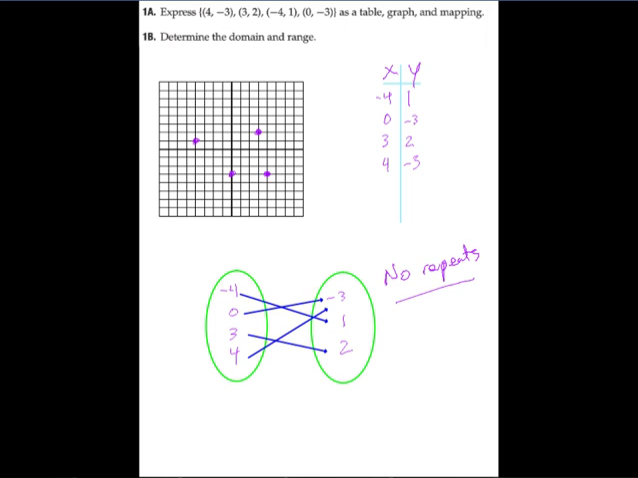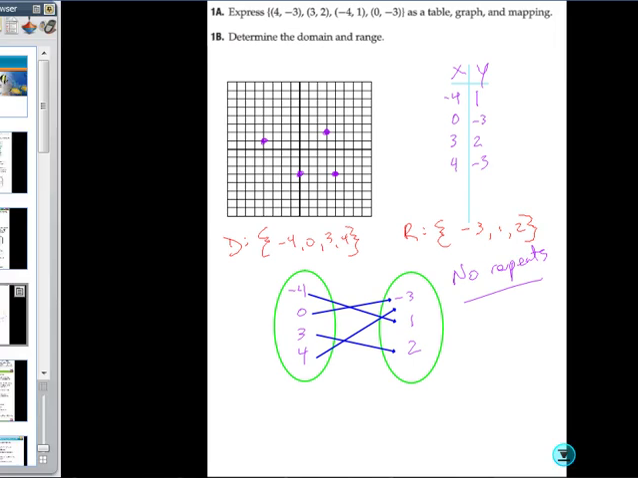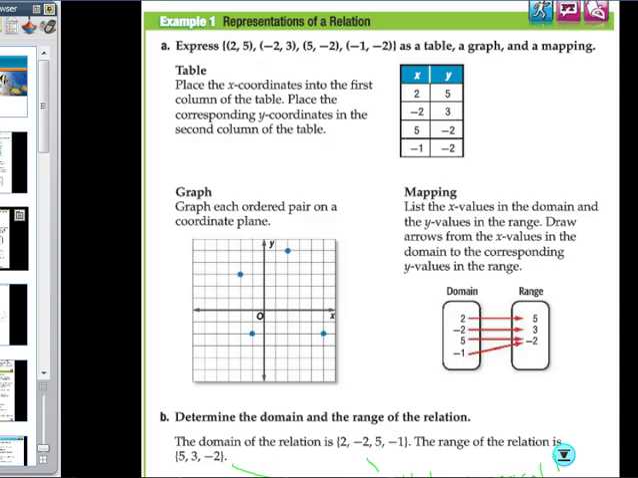Okay, and then part B says determine the domain and range. So hopefully for the domain, you got all the x values. So the domain is -4, 0, 3, and 4. And the range is, and again, these are in numerical order also, -3, 1, and 2. Okay, and that's the domain and range. Easy enough. Let's go back in time a little bit here.